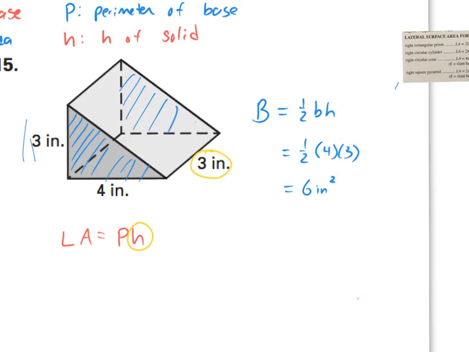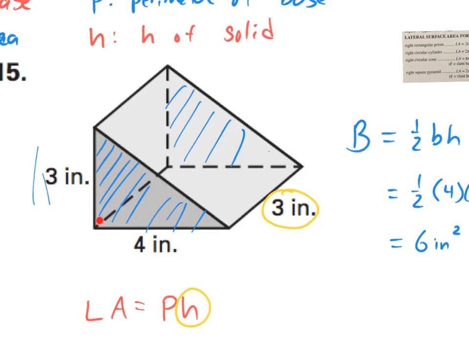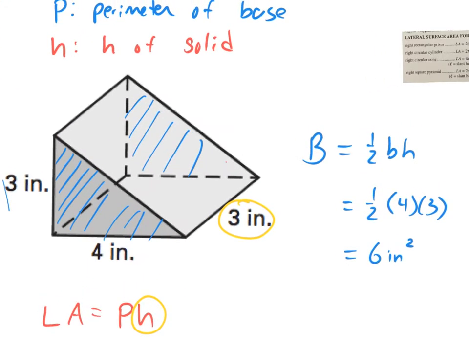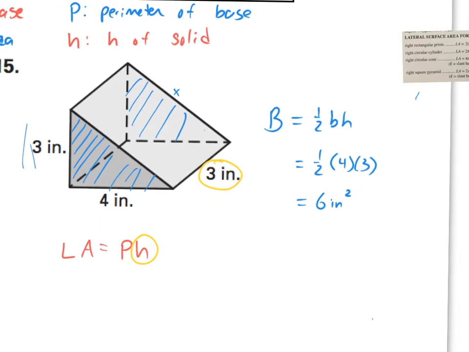All right, and so here, what's my dilemma with finding P? So in this base right here, I have a side 3, a side 4, but I am missing this side there, in this case, the hypotenuse. So in order for me to find that, I do have to take a moment to do Pythagorean theorem.